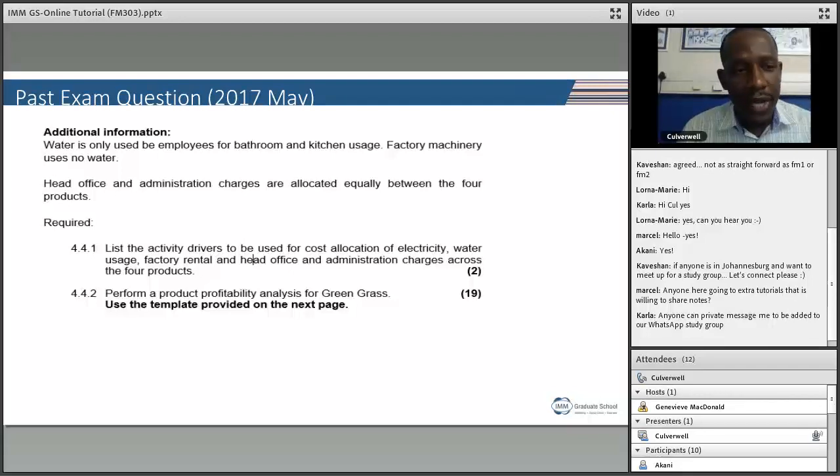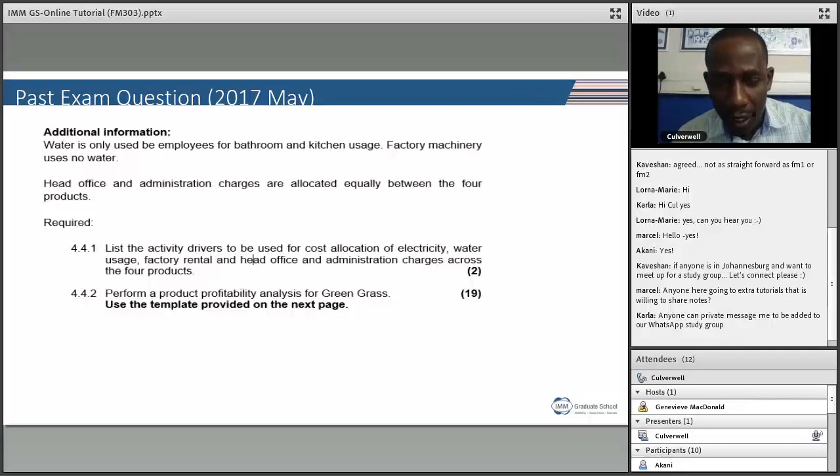The question went on to say head office and administration charges are allocated equally between the 4 products. So they were going to allocate the 20 million head office cost equally across the four products. Required. Question 4.4.1 says, list the activity drivers to be used for cost allocation of electricity, water usage, factory rental, head office, and admin charges across the 4 products.